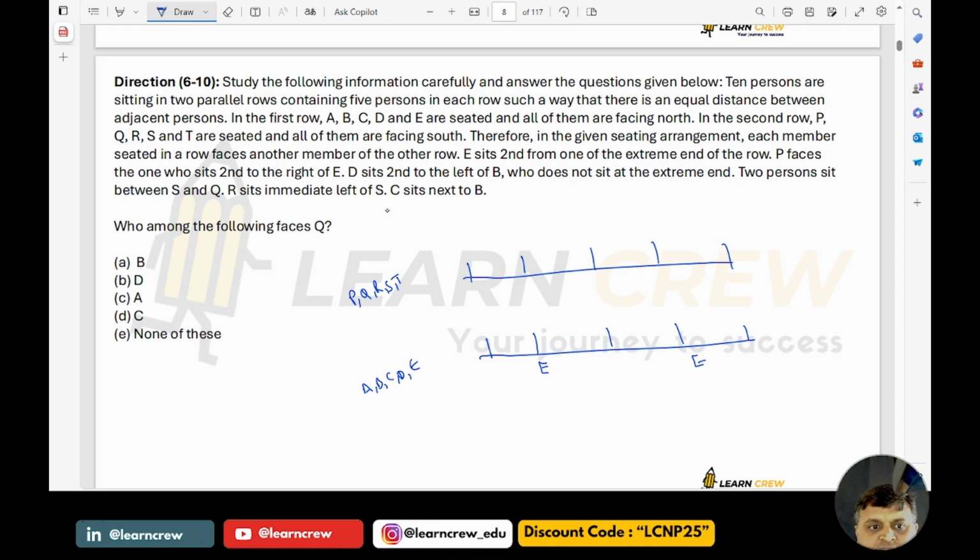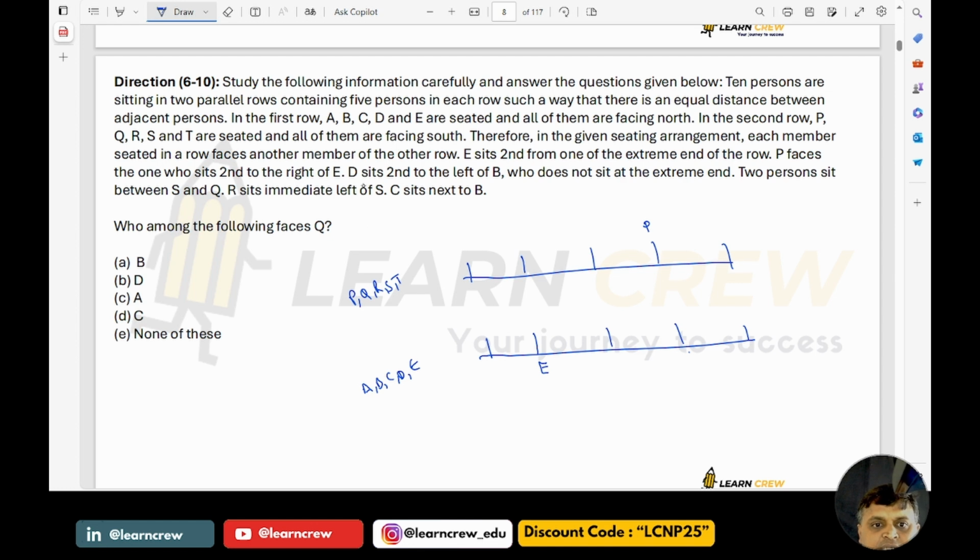P faces the one who is second from the right of E. So I can say if E is here, P would be here. If E is here, P cannot be this side, right? So definitely I can say that P is here, E cannot be here.